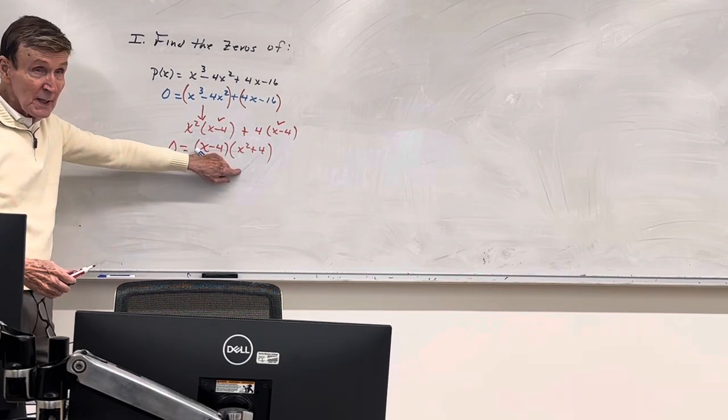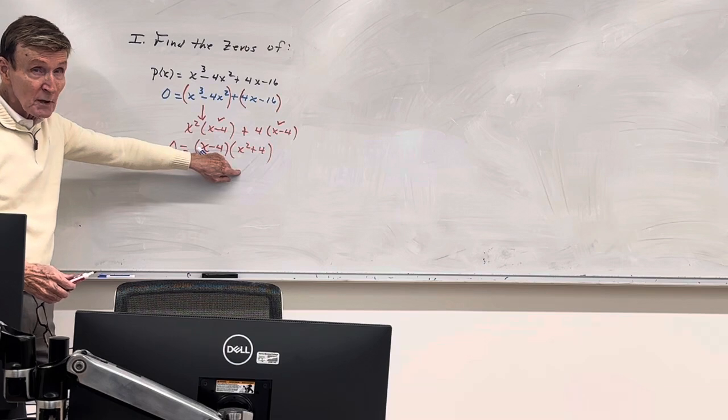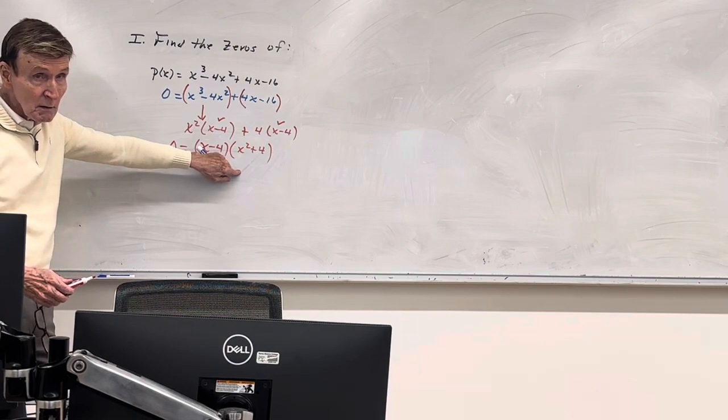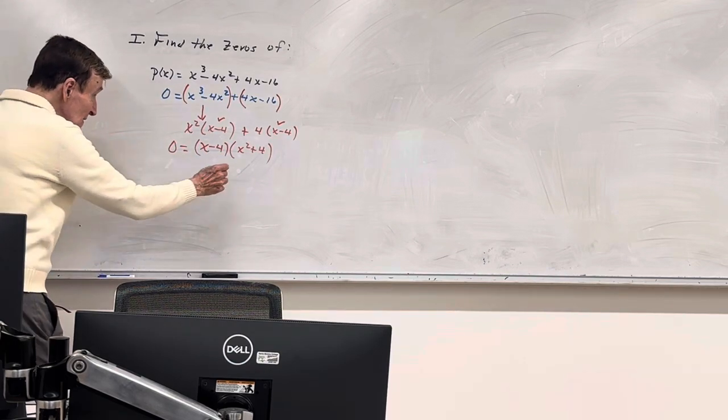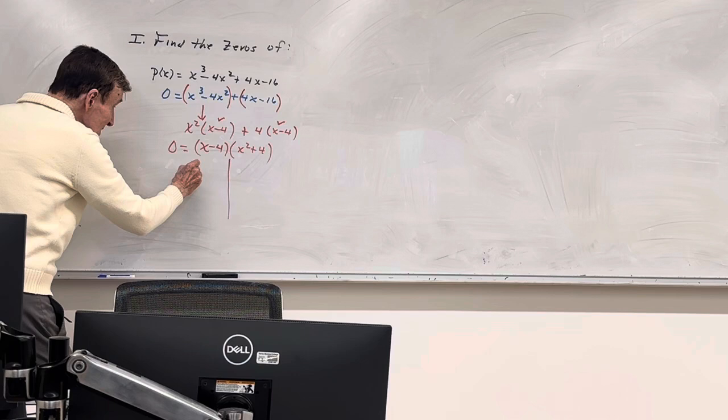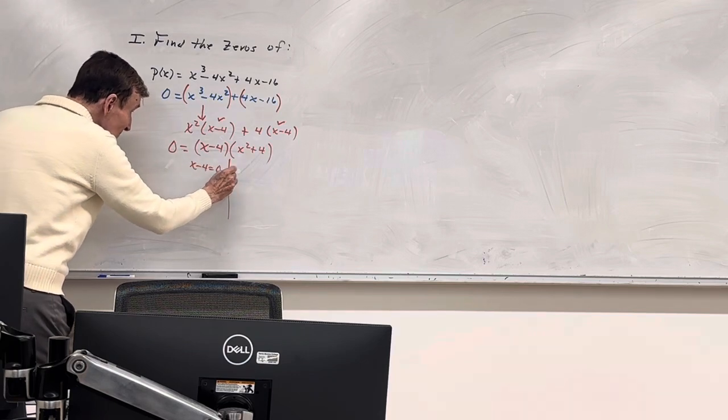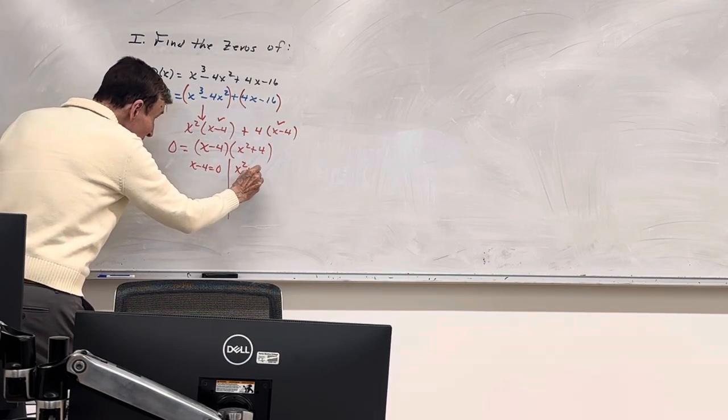All right, guys, don't be misled. This right here will not factor any further. Don't think it's x plus 2 squared. It will not factor any further. So I think I'm ready now to solve, split this up like we usually do, and consider each one of these factors equal to 0.